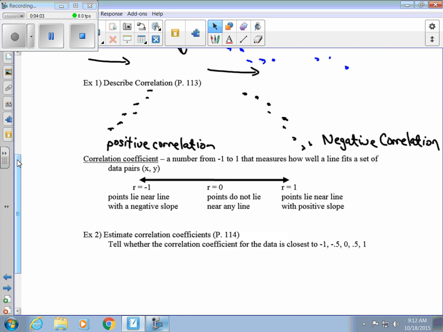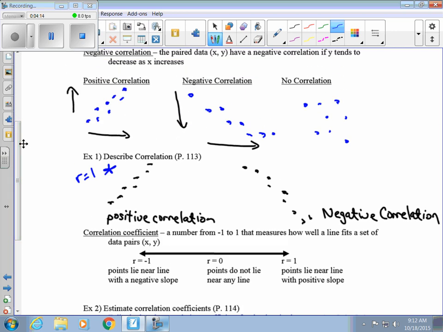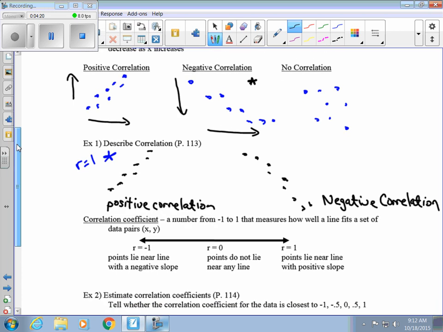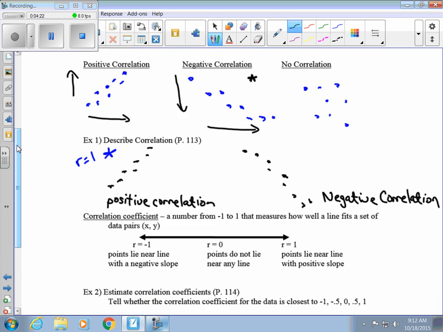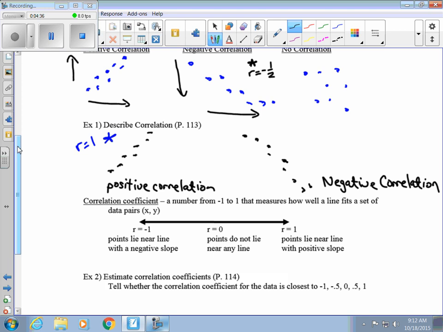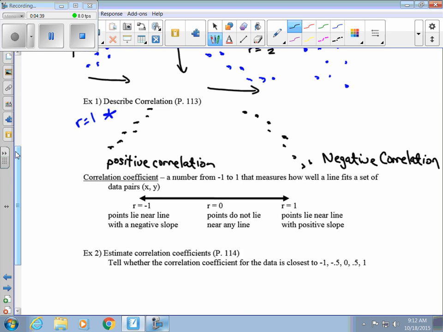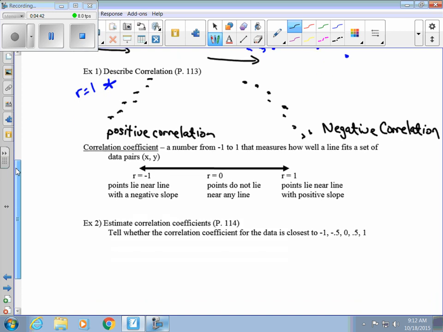So if we look at this one, this would probably have a correlation coefficient of about 1. If we look at this up here, it doesn't fit exactly a straight line. There's some points all over the place a little bit, but it does definitely have a negative correlation. So this would have a negative correlation coefficient of probably -1/2, or maybe even -3/4. Pretty close to that line, but not exactly. So that's what we're going to be looking at with our correlation coefficients.